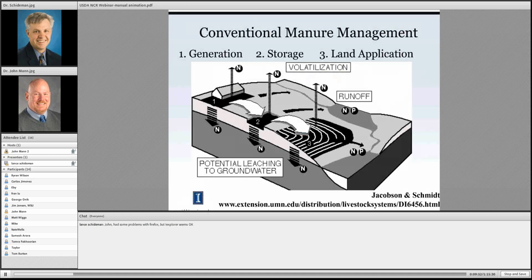On the manure management side, typically we have a simpler system, and this diagram here shows just the generation, then some form of storage of the manure, and then finally land application. At each of those steps there's an opportunity for nitrogen and phosphorus to leach out into the air or into the surrounding water bodies or into the groundwater. So that just gives you the baseline for manure management.